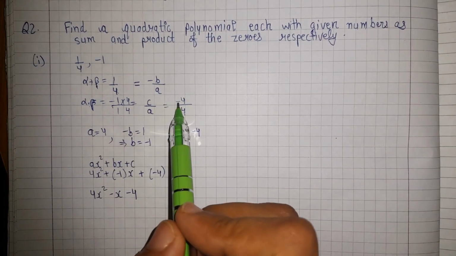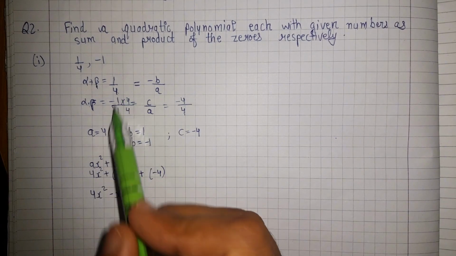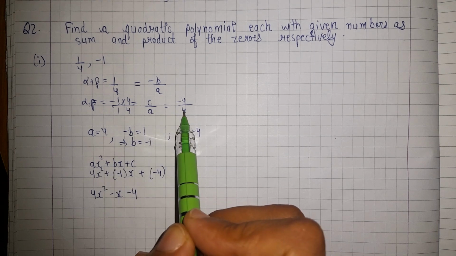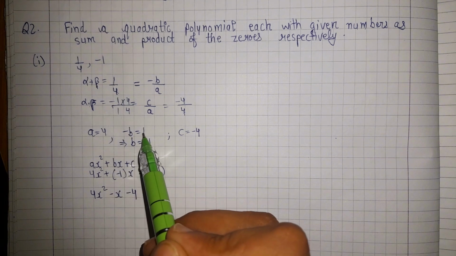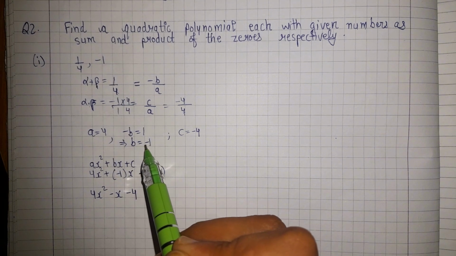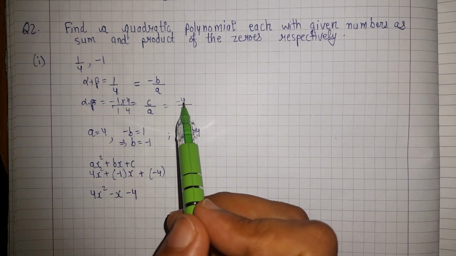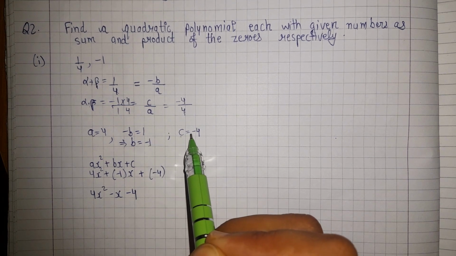So now from these two equations we will get a is equal to 4. Minus b is equal to 1, which implies that b is equal to minus 1. C is equal to minus 4. Put c is equal to minus 4.